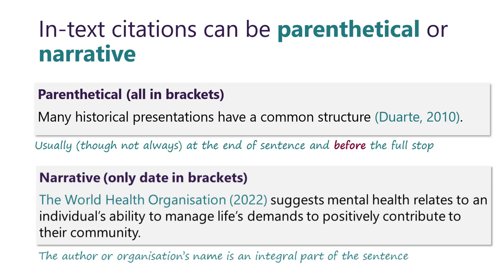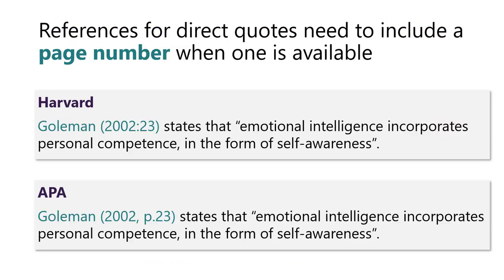Note that whichever type of reference you use, if you are citing a person, not an organisation, it is only ever the surname that is included, no given names or initials. When you are giving a direct quote, so the exact words from the source, and that's indicated by double quotation marks, you will need to give a page number so that the reader could find that directly if they wanted to.